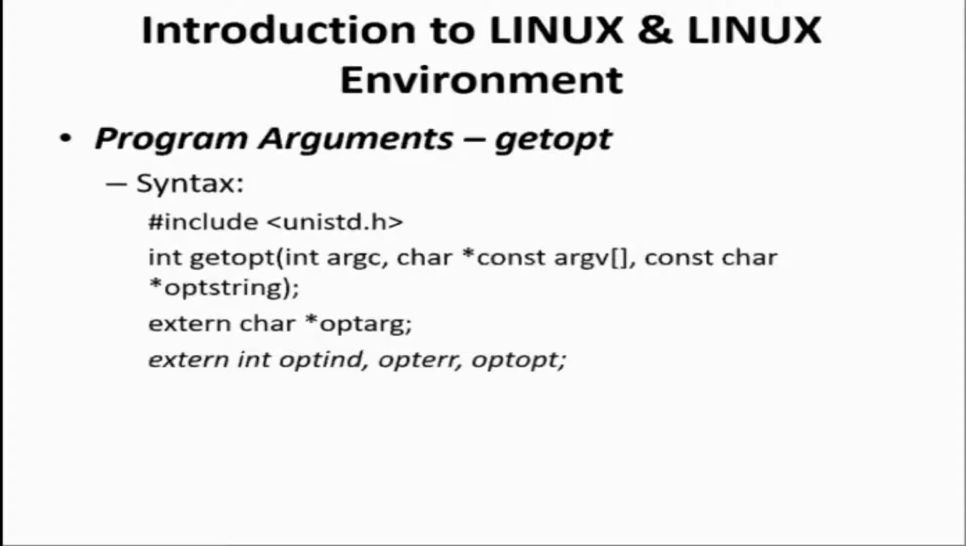Opterr and optopt are two other external variables. If getopt doesn't recognize an option character within the command line, then it prints an error message to standard error, which is a standard output file.